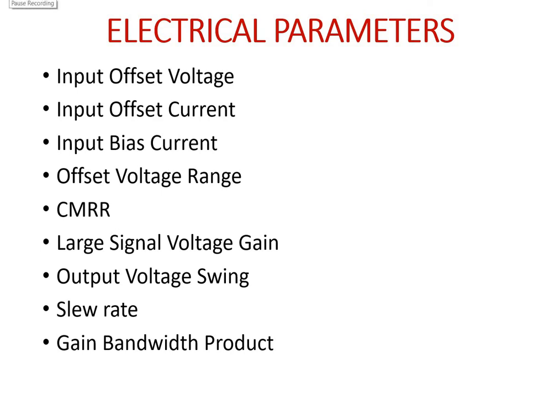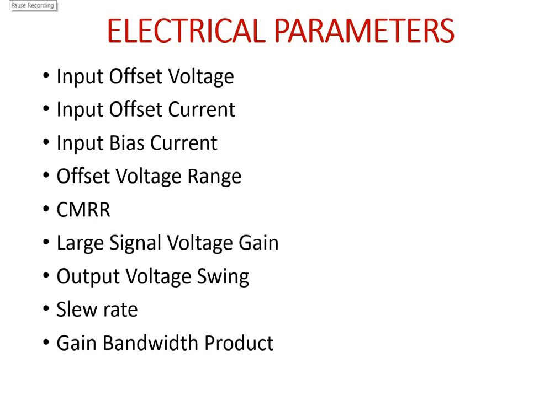The next is CMRR, common mode rejection ratio. It is the ratio of the differential voltage gain to the common mode voltage gain. Ideally, this value of CMRR must be infinite so that the common mode noise voltage will be zero. Large signal voltage gain is defined as the ratio of the output voltage to the differential input voltage. Ideally, it should be infinite.